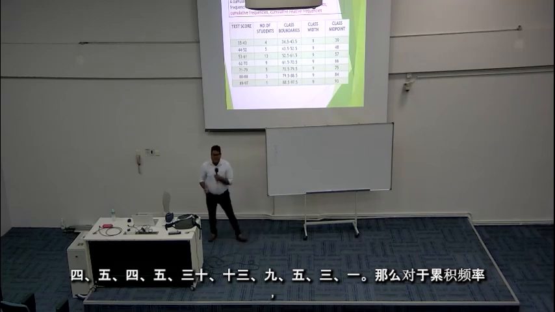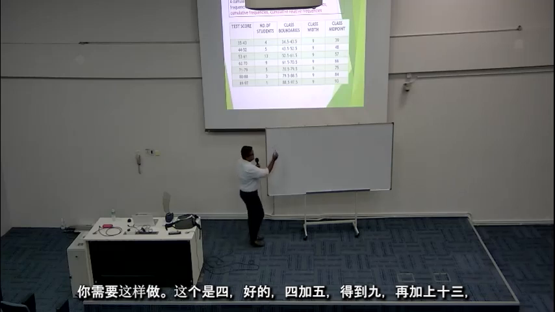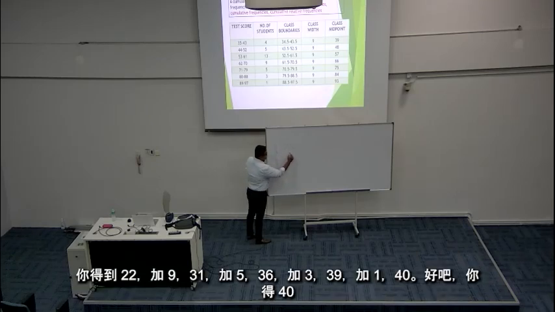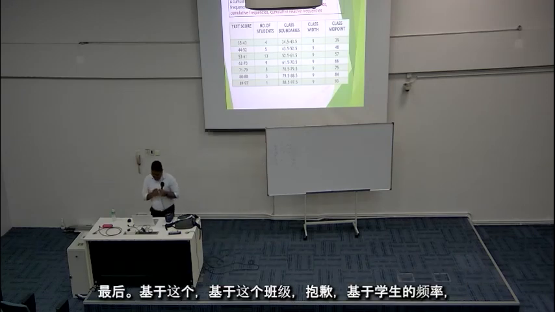So for the cumulative frequency, you need to do it like this. This one will be 4. 4 plus 5, you get 9. Plus 13, you get 22. Plus 9, 31. Plus 5, 36. Plus 3, 39. Plus 1, 40. You must get 40 at the end, based on this class.